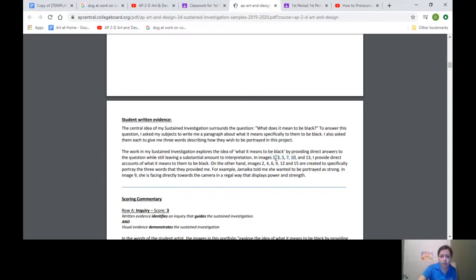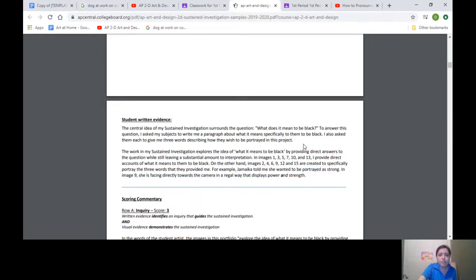So for instance, this student said, in artworks 1, 3, 5, 7, 10, and 13, I provided direct accounts of what it means to them to be Black. On the other hand, images 2, 4, 6, 9, 12, and 15 are credited to specifically portray the 3 words that they provided me. For example, Jamaica told me she wanted to be portrayed as strong. In image 9, she is facing directly towards the camera in a regal way that displays power and strength.